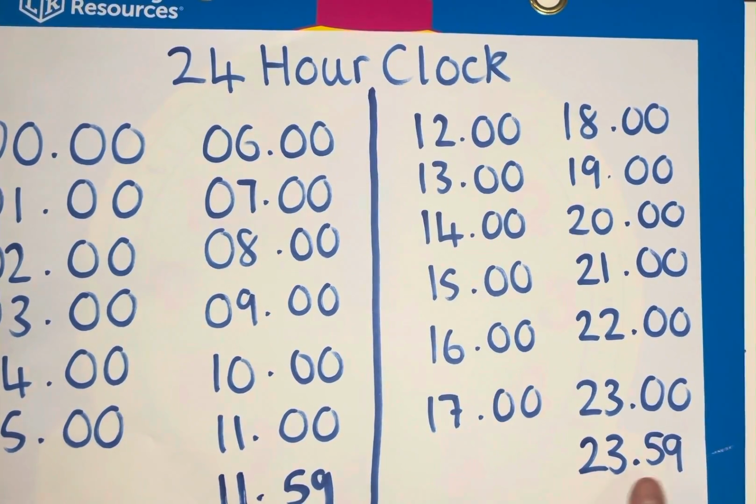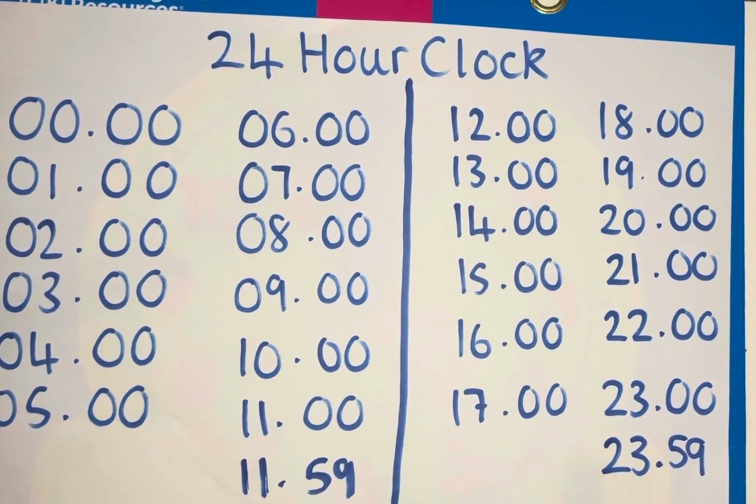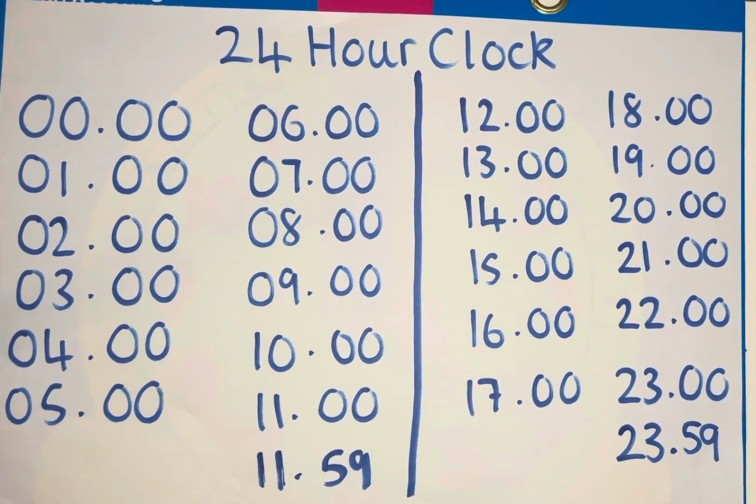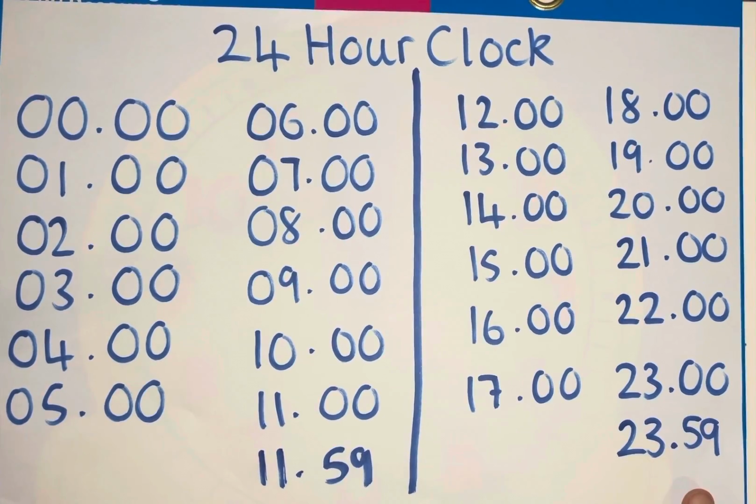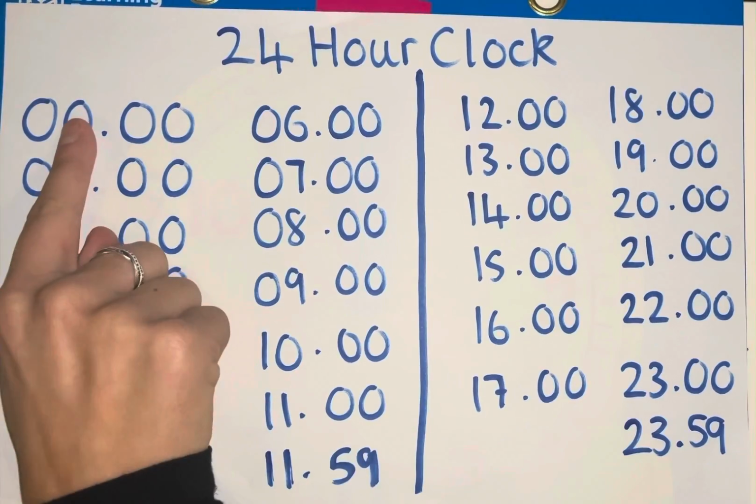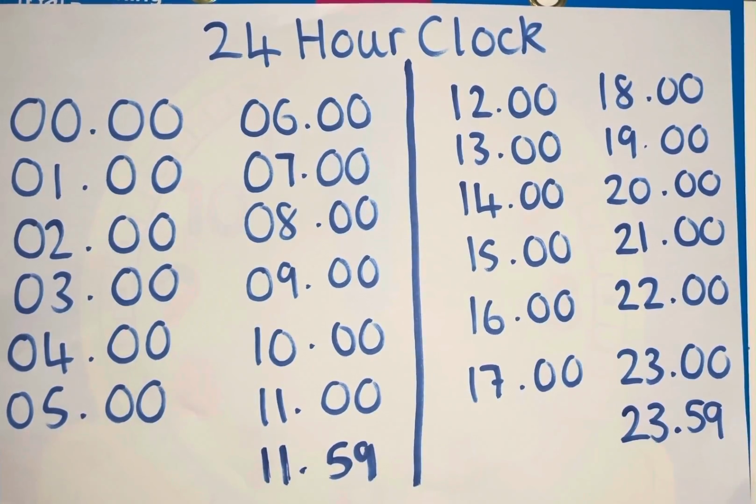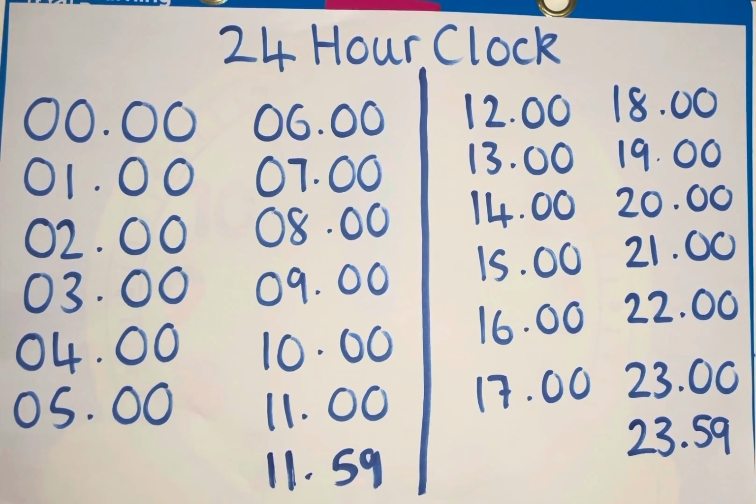Now 23:59 means 11:59, and if we add on 1 extra minute to 23:59, it goes to the next day, and we go back to 0000, which means 12 o'clock in the morning. And we know now that 0000 means 12 o'clock in the morning, and it's a new day.